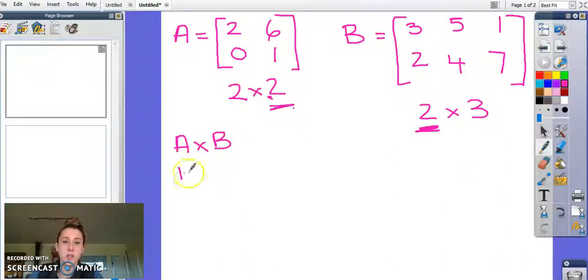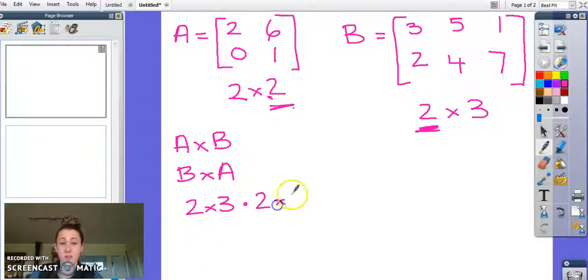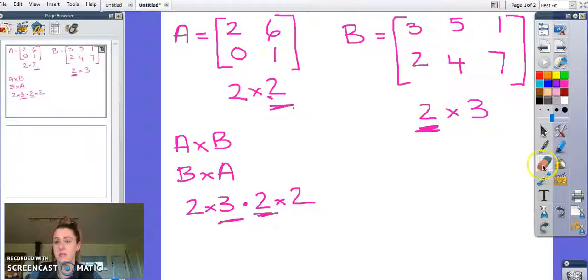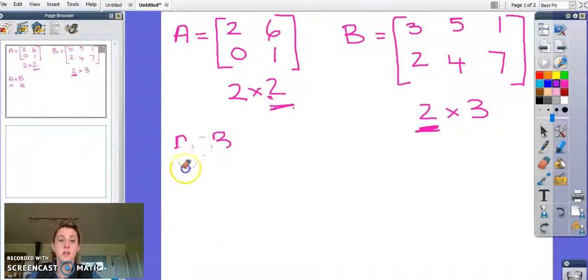But if I was going to do B multiplied by A, I'm going to end up with a 2 by 3 multiplied by a 2 by 2. And we can see here that the numbers in the middle aren't the same, so it's not going to work based on the way that we multiply matrices together. Right, let's jump into it. The next one I draw up, I'll actually show you why it doesn't work, but let's just get into some multiplying and get that worked out first.